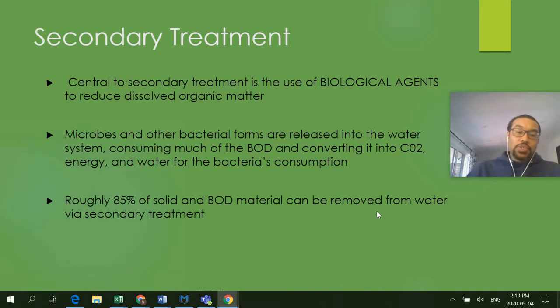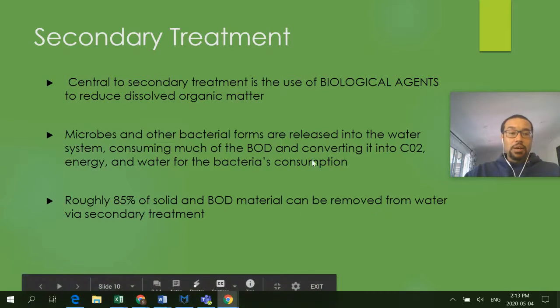About 85% of those biodegradable organics can be removed with this introduction of microbes, of bacteria that will actively eat that biodegradable organic material. So a large percentage are removed by the time that secondary treatment is done.